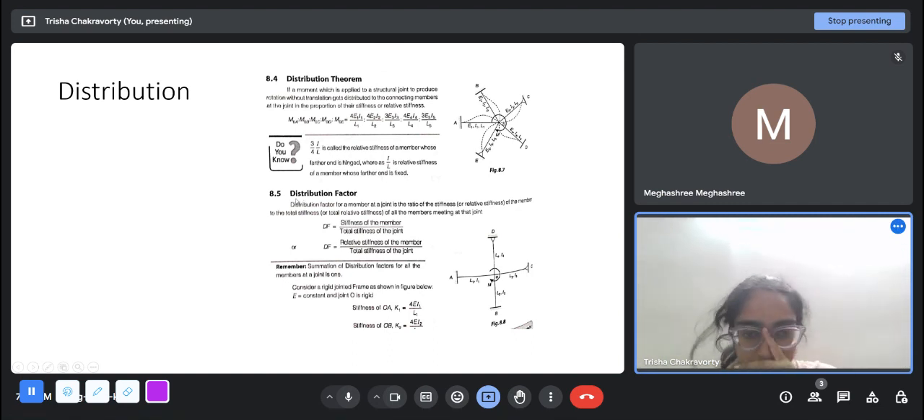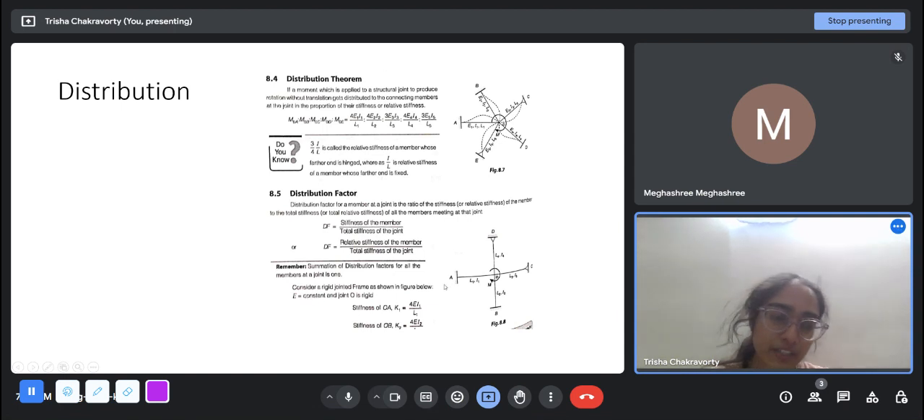And the distribution factor of a member at the joint is the ratio of the stiffness of the member to the total stiffness of all members meeting at that point. So if you add all these five quantities and divide each quantity by that summation, you will get five ratios adding up to 1. So the distribution factor is the stiffness of the member by the total stiffness of the joint. So the summation of distribution factors of the members at a joint will of course be 1.